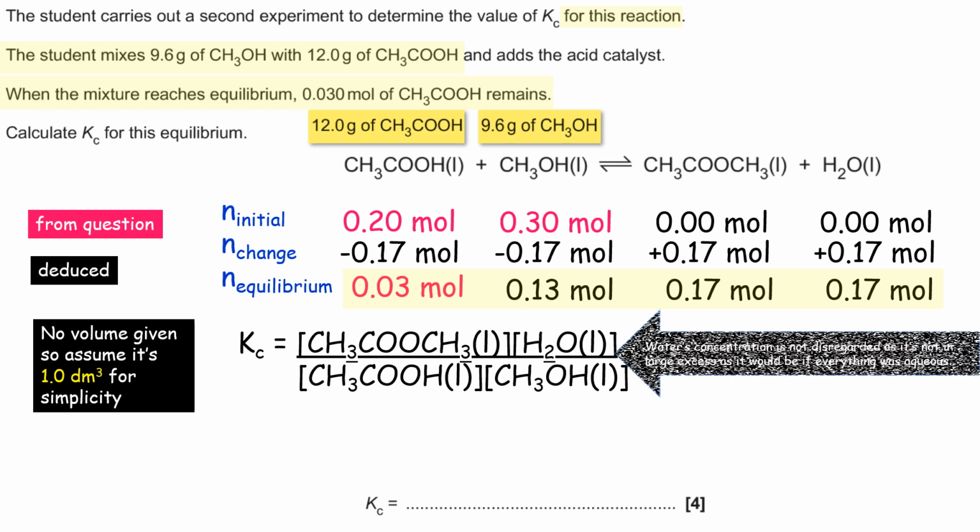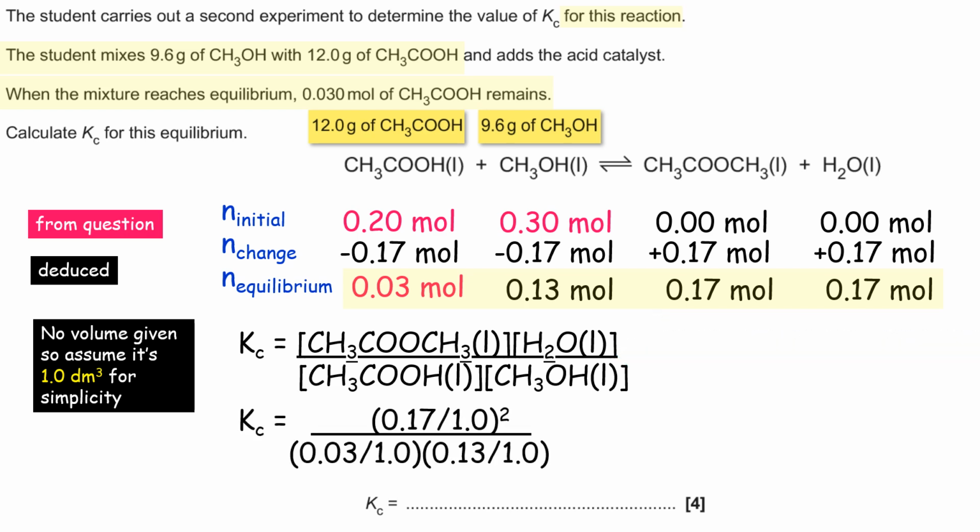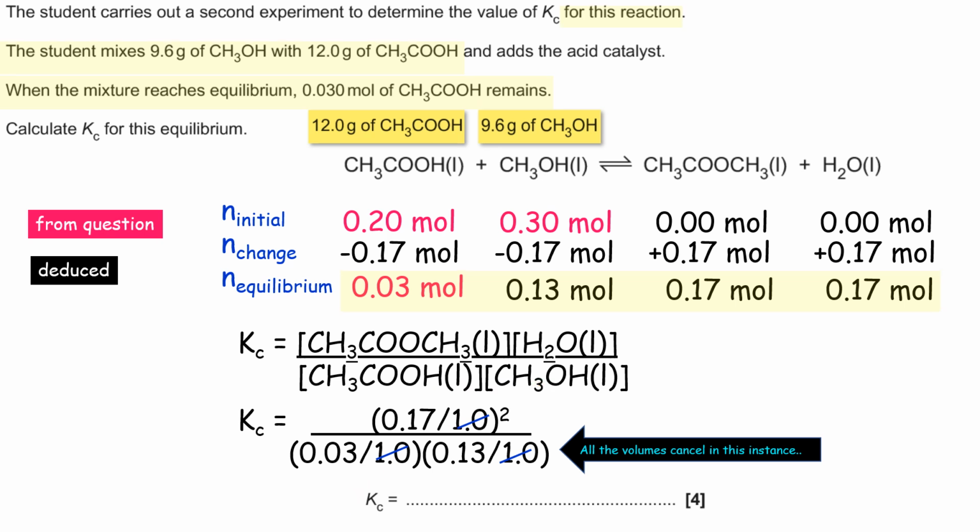So now what we can do is to put some numbers in, and you can see quite clearly that there's two terms on the top and two terms on the bottom. So therefore the volumes will cancel out. So that's not the case every time. It is the case in this instance because in the Kc expression you can see there's two concentration terms at the top and two concentration terms at the bottom. So units will also cancel each other out.